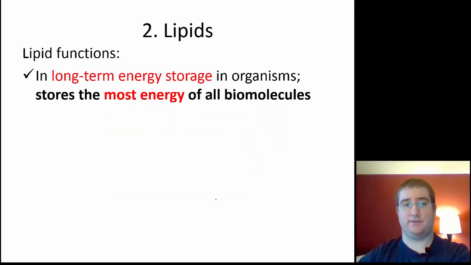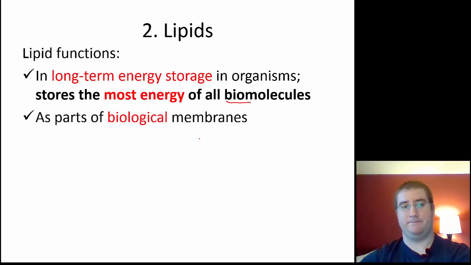What's the function of lipids? Lipids are there for long-term energy storage. So that's why when you eat too much, you get fat, because you're storing all that energy for later. If you eat it, your body is going to assume that you need it, so it's going to keep it for later. It's not just going to waste it. So it actually stores the most energy of all the macromolecules or the biomolecules out there.